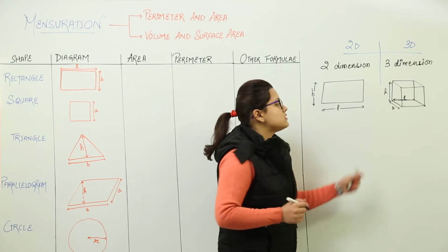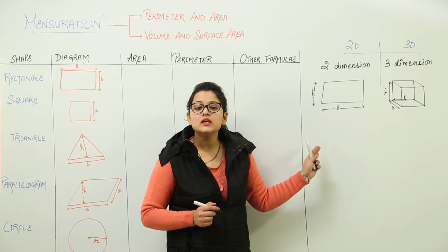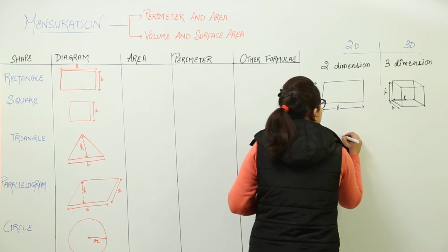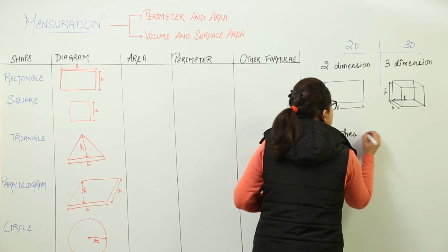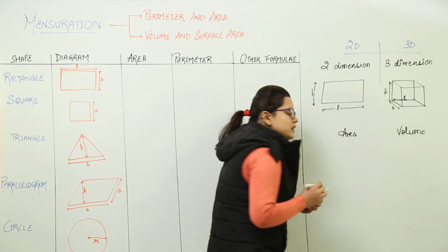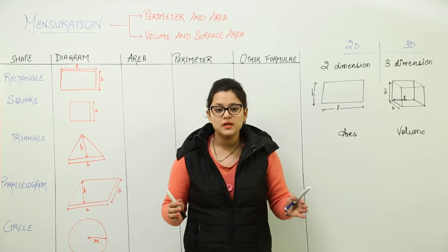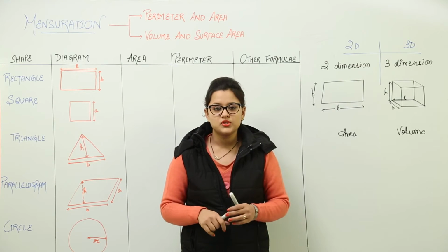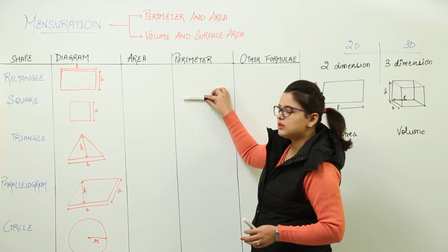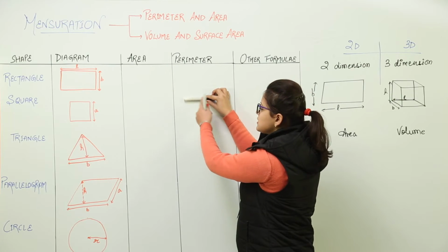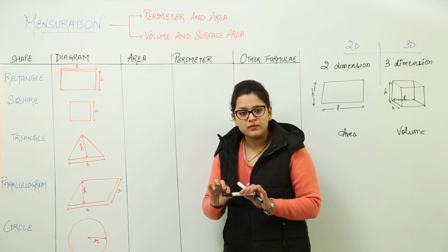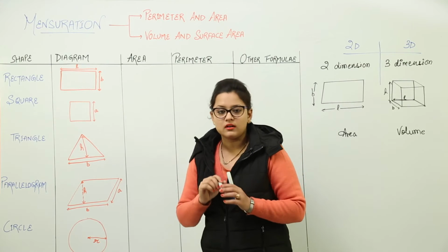Now one more difference. Two dimensions can have only areas. See, what is the difference between area and volume? Area is a surface phenomenon, right? What do I mean by that? It means area is actually the space covered by any object. For example, if I am going to place this marker on the board over here, how much area is this marker covering? How much space is the marker covering? That is known as the area, right?